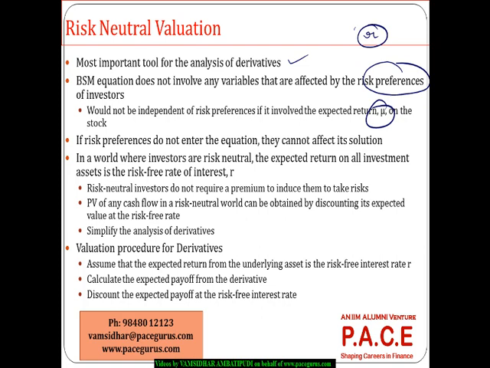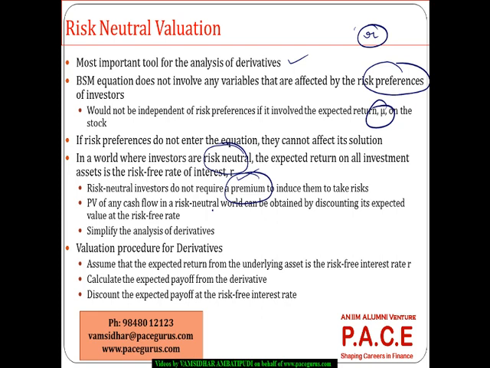So if the risk preference is not there, then obviously what we are doing is a risk neutral valuation itself. When the investors are risk neutral, the expected return of every investor is the risk-free rate of return R itself. They don't require any kind of a premium. That is the characteristic of a risk neutral investor. So the present value of any future cash flow, or any payoff of the derivative, is computed by simply discounting its expected value at the risk-free rate itself.